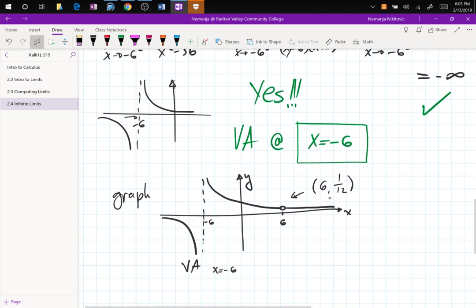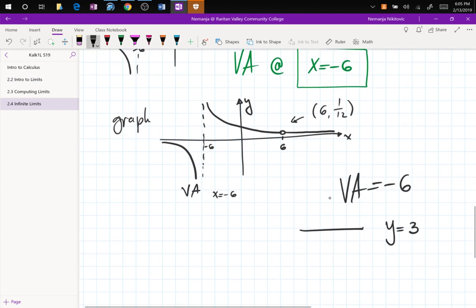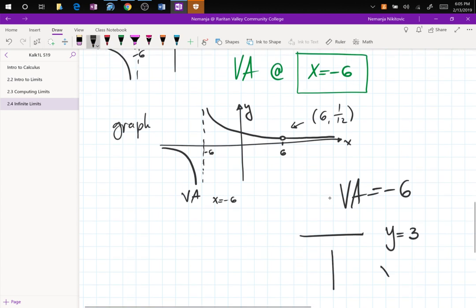Please make sure you are not triggering my allergies. If you write something like this, it's immediately crossed off, the whole thing, because this means nothing. You have horizontal lines that are y equals a number, and you have vertical lines that are x equals a number. This has no meaning in mathematics, so don't write it. Cool?